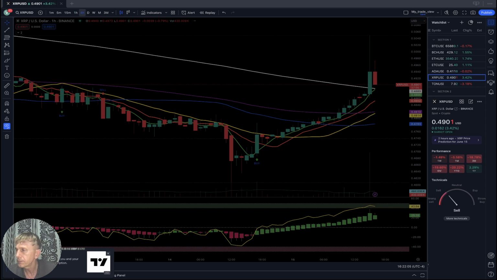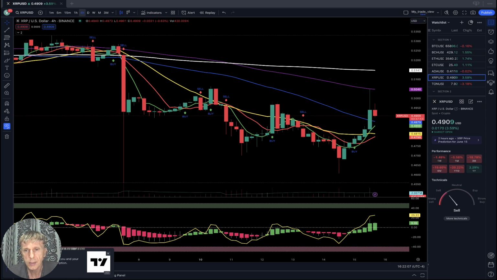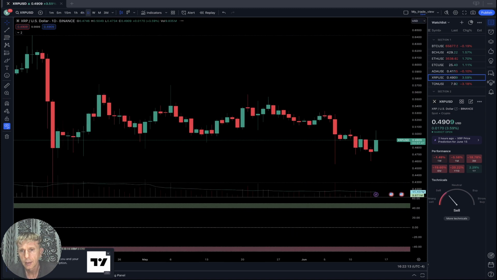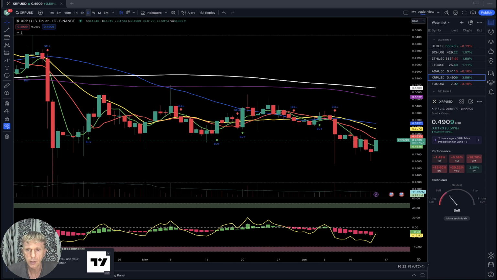On the 4 hours time frame, XRP has the same bullish crossover, bullish trend. And on daily, the last bar is still below SMA 10 and 20, still bearish. On XRP, RSI did a bullish crossover over Heikin-Ashi.